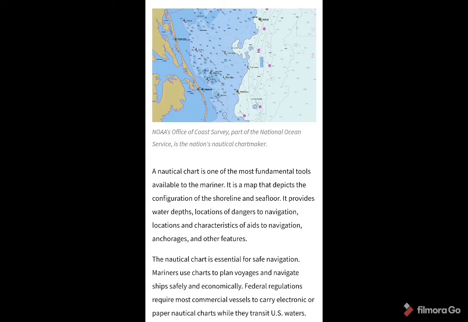The nautical chart is essential for safe navigation. Mariners use charts to plan voyages and navigate ships safely and economically. Federal regulations require most commercial vessels to carry electronic or paper nautical charts while they transit U.S. waters.